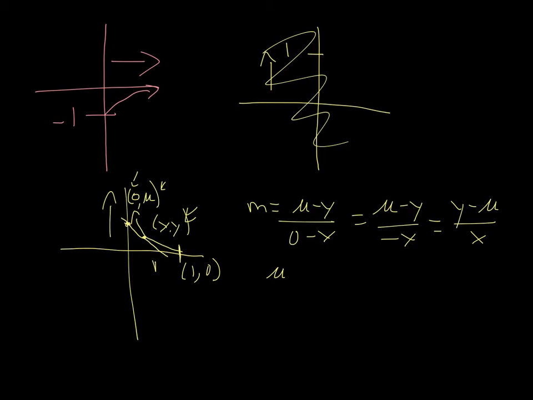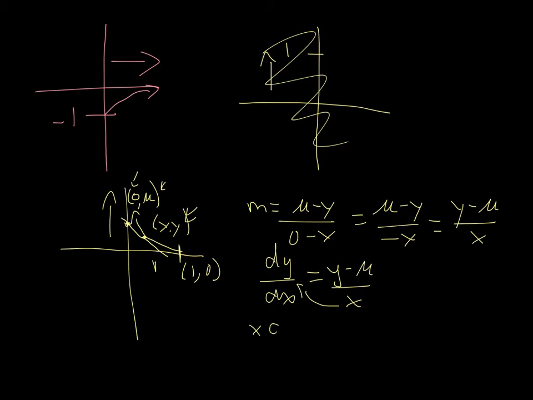This is dy dx, right? And so the slope is dy dx, that's m. It's equal now to (y minus u) over x. And if we rearrange that equation, we can bring the x and multiply it by this.